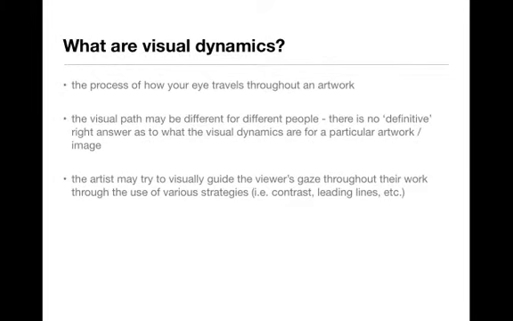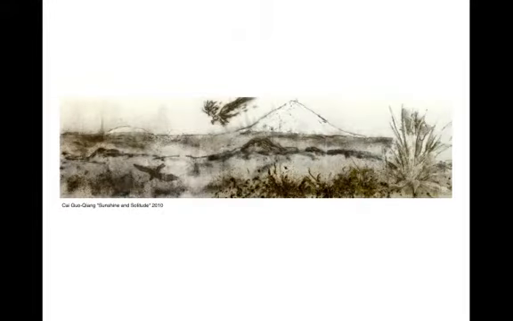So what is visual dynamics? Well, first of all, it's simply the process of how your eye travels throughout an artwork. It's the visual path that your eye follows. This path may be different for different people, right? There's no definitive right or wrong answer as to what the visual dynamics for a particular artwork or image might actually be. It is important to note, however, that the artist may try to visually guide the viewer's gaze through their artwork using a variety of strategies, such as leading lines and contrast.